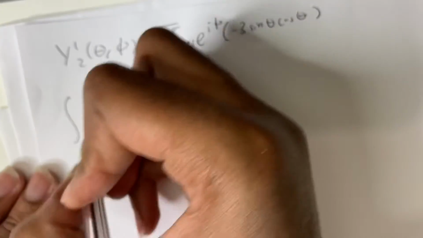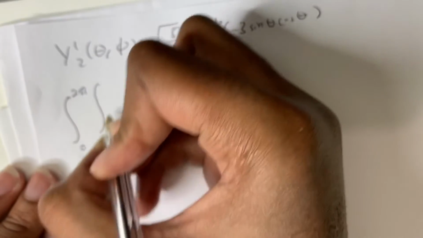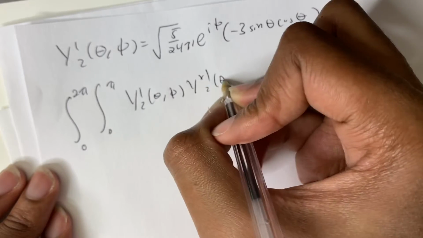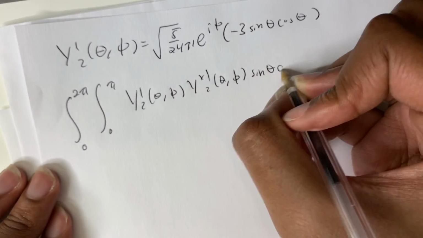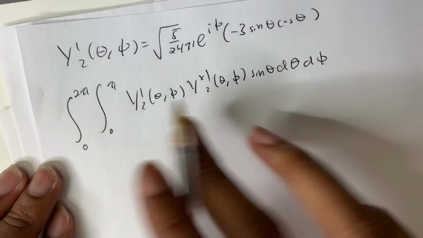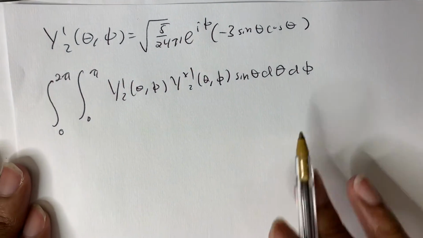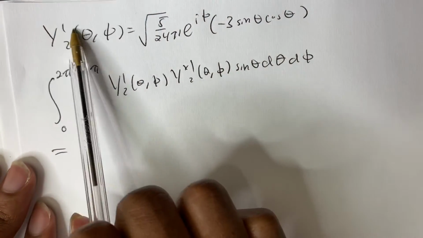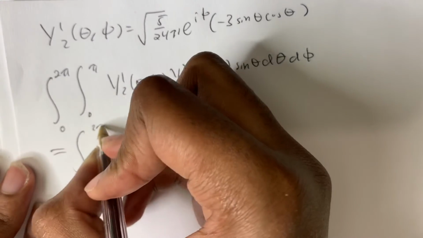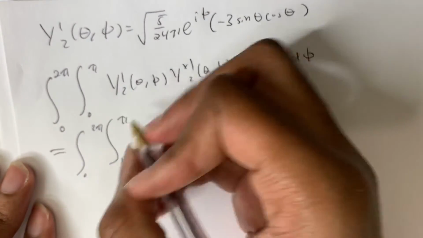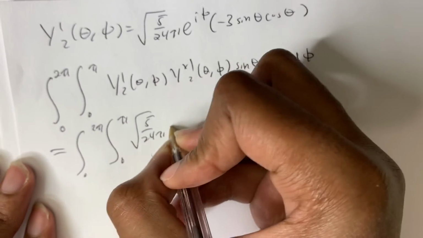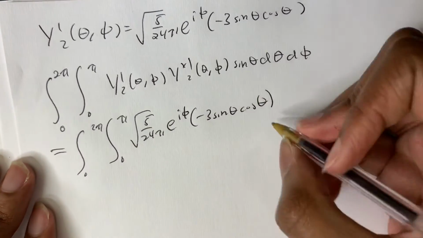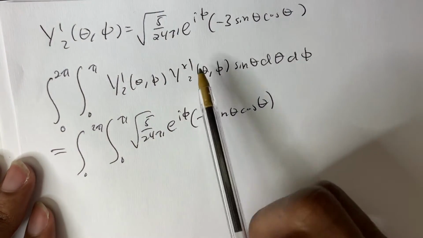And so the integral from 0 to 2 pi, 0 to pi, of Y12 of theta, phi, times Y complex conjugate of theta, phi, times sine theta d theta d phi. This has to be 1 if it's normalized, right? So let's see if it's going to be 1. What we do is we just plug in Y12 into here. The integral of the square root of 5 over 24 pi, e to the i phi, times minus 3 sine theta cosine theta. Again, the same thing, but we take the complex conjugate this time, right?